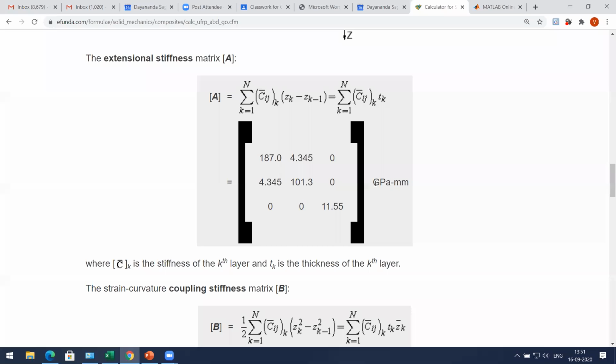The unit is GPa millimeters, because the stiffness values were in GPa and the thickness was in mm. So the reduced stiffness matrix is in GPa and the thickness is 0.5 mm. That is what we have taken, and so you get the A matrix.